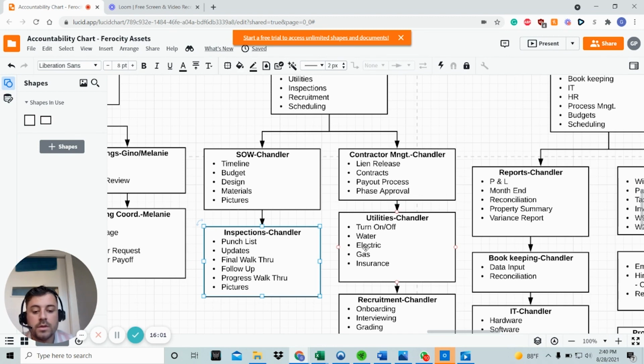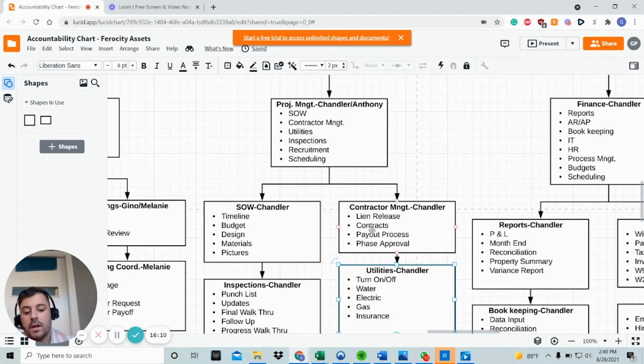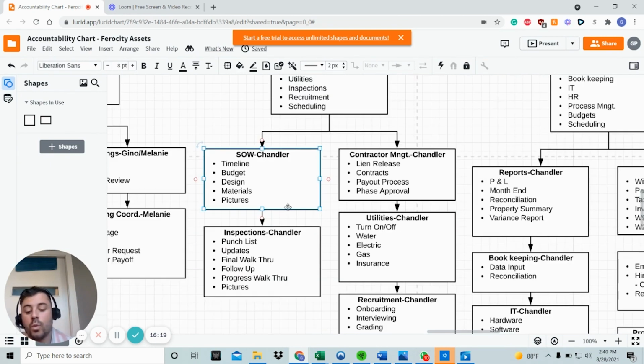Progress walkthrough, turn on and off water, electric, gas, insurance, utilities, very important. That's what Chandler's accountable for. Again, it's not that he's doing it, he's accountable for someone to do it. Contract management, if we get contractors, which rarely happens, Chandler's involved in that. Writing timeline, budgets, design, materials. Again, we're not huge flippers.